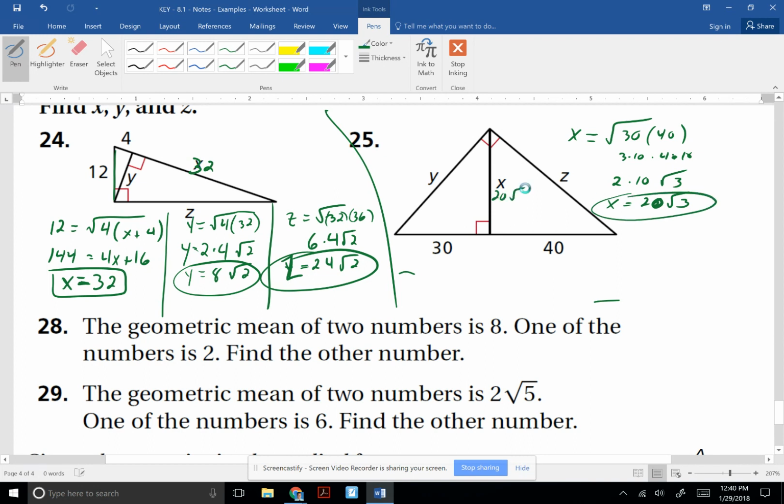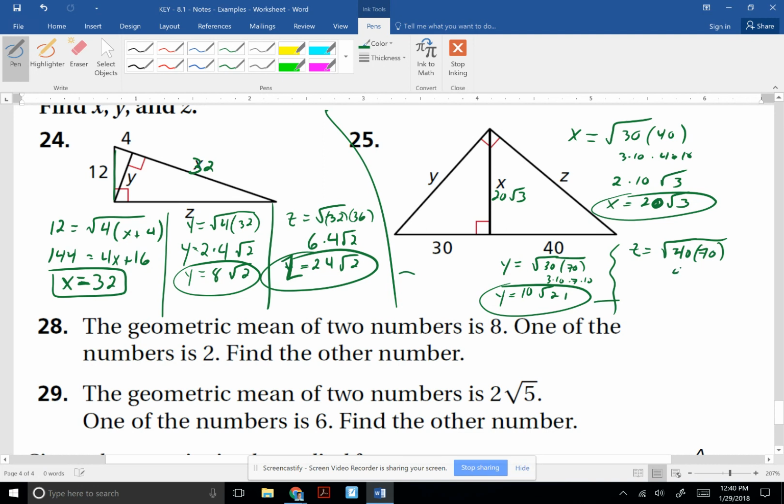Okay. And then we could do y. Well, y is going to be the geometric mean of 30, the piece closest to it, and the whole thing, 70. And then z is going to be the geometric mean of the piece closest to it, 40, and the whole thing, 70. And again, this is going to be 3 times 10, and this is going to be 7 times 10, so we can pull out a 10. So 10 radical 21.